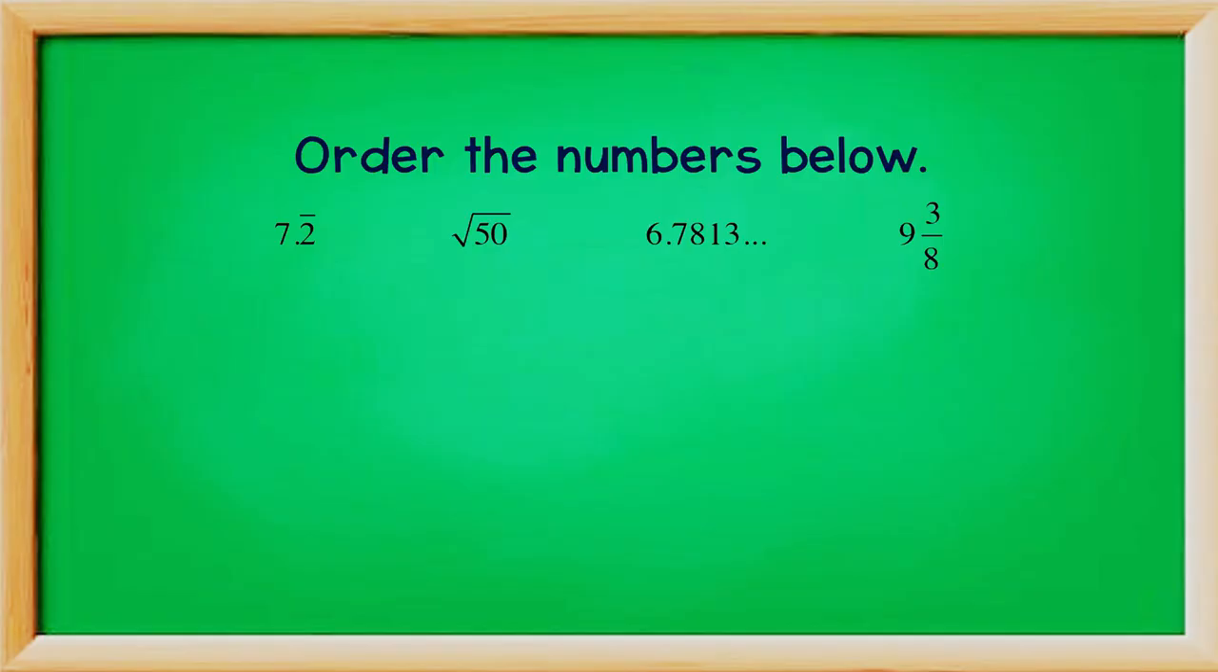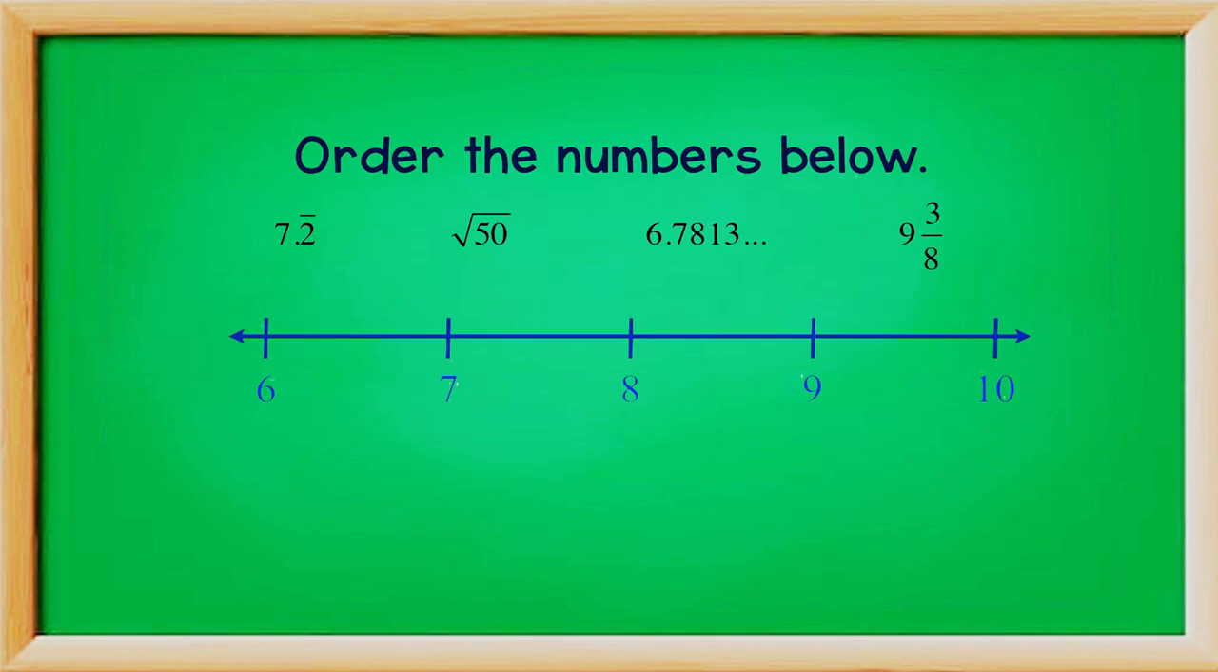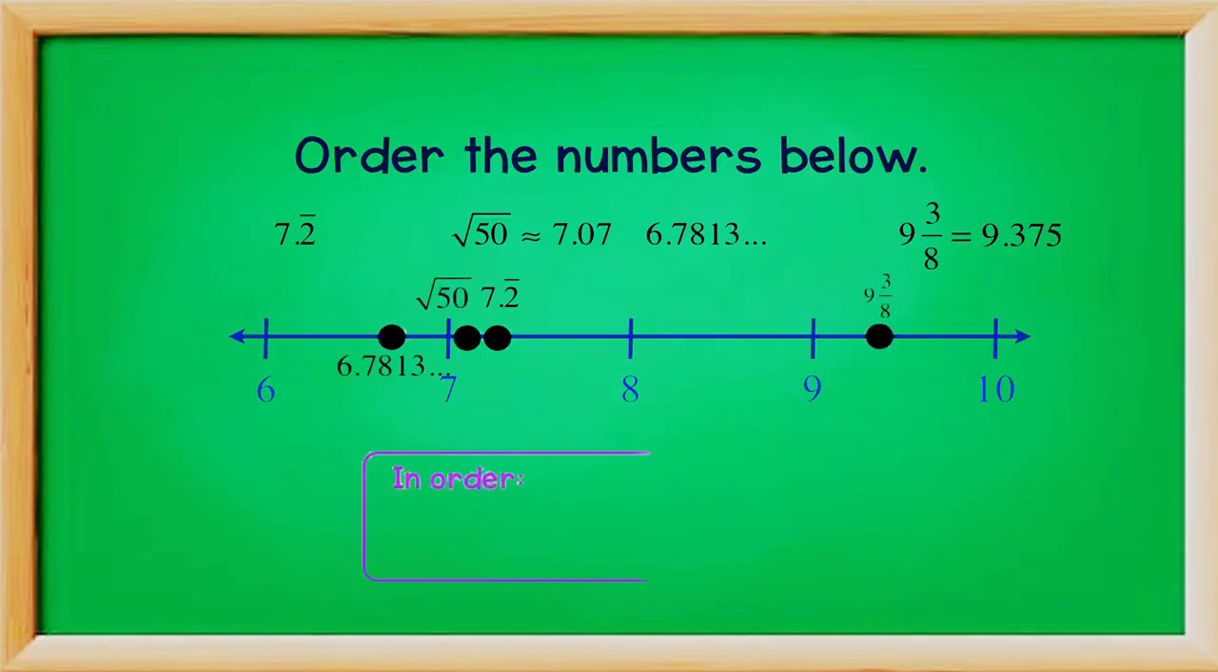Take a moment to order the numbers below. Use a number line to make sure you're on the right track. Okay, first you should have gone through and found or approximated the decimal of the numbers when necessary. Now we can place them appropriately on the number line. After placing them on the number line, we can see that the correct order of the numbers is 6.78, 1.3 repeating, the square root of 50, 7.2 repeating, and 9 3/8. Good job.